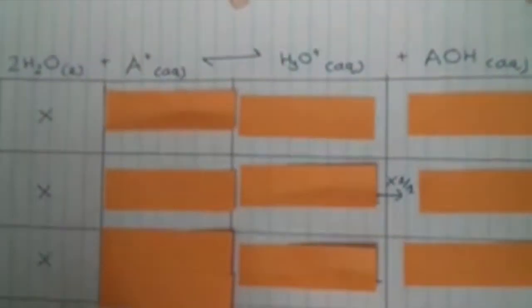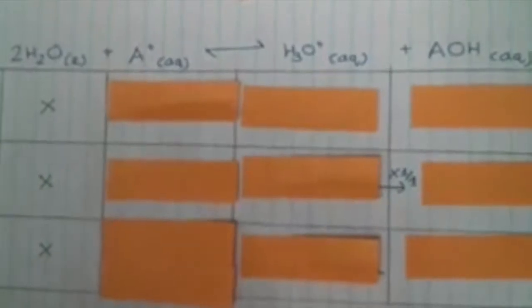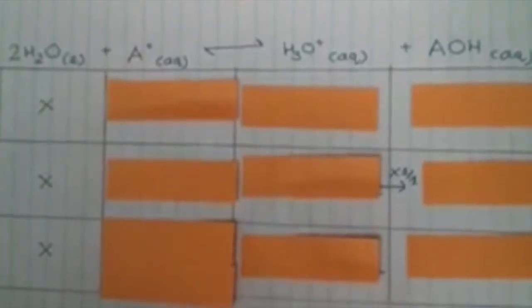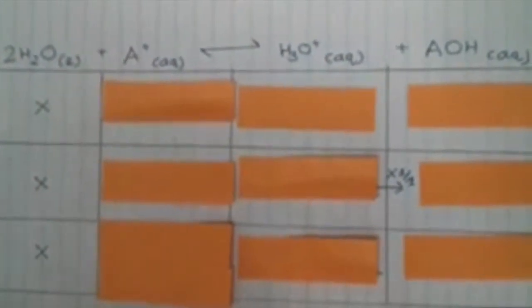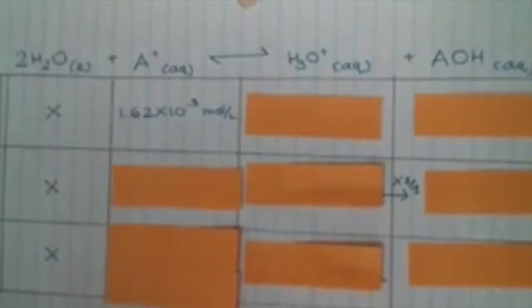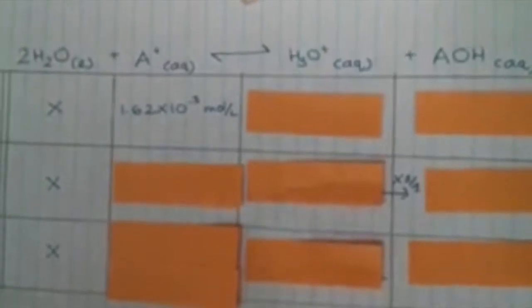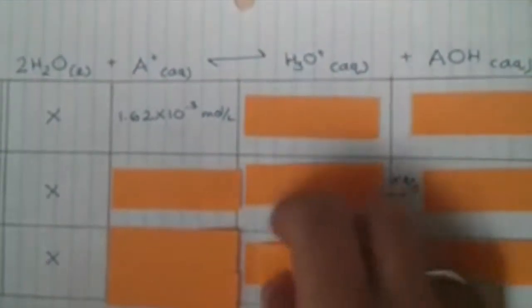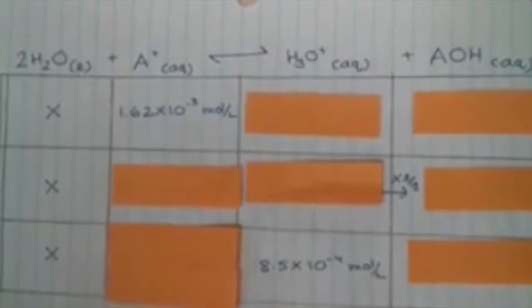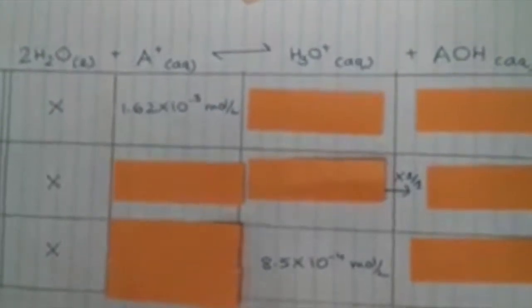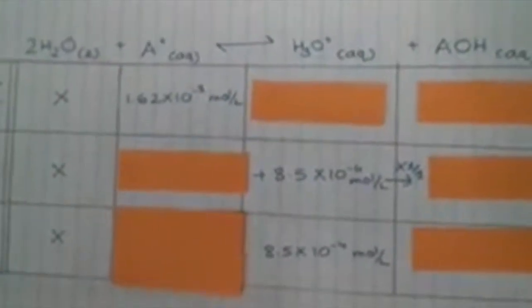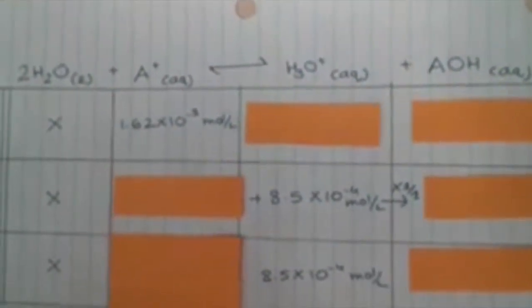So when we make an ice table and try and fill it up, we see that we have to cancel out all the columns under water, because water is a liquid and we do not count any liquid when we are finding Ka. Also from the question, we know that the initial concentration of anthocyanins is 1.62 times 10 to the negative 3, and the concentration of hydronium ions at equilibrium is 8.5 times 10 to the negative 4, which means that this is a positive 8.5 times 10 to the negative 4.